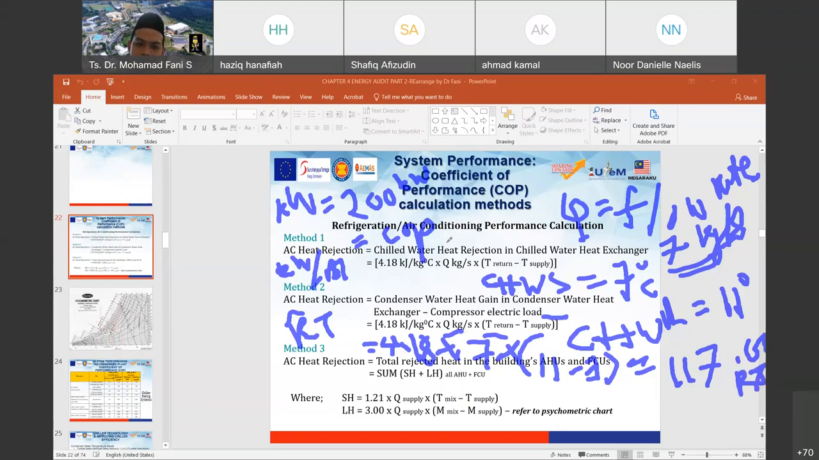Okay, now come up with the kilowatt per refrigerant ton. So 200 over 117. What do you get? This is kilowatt E divided by refrigerant ton, called kilowatt per RT. So how much do you get for 200 over 117? 1.71.